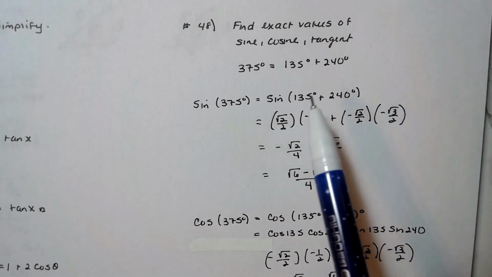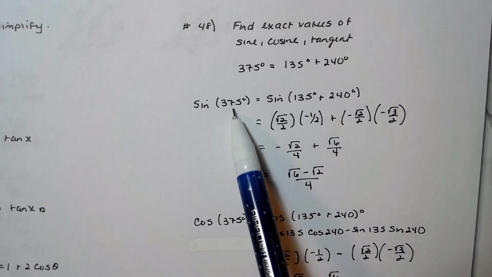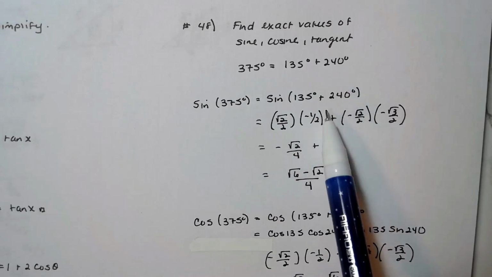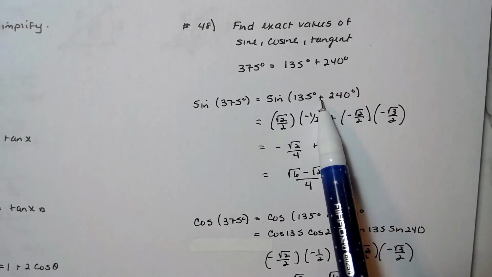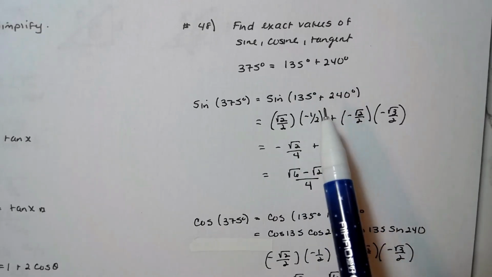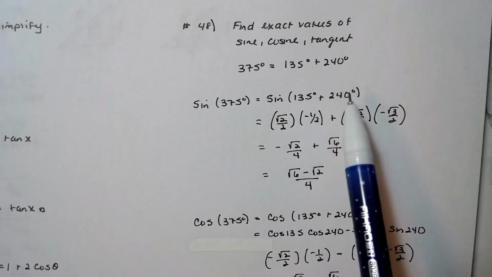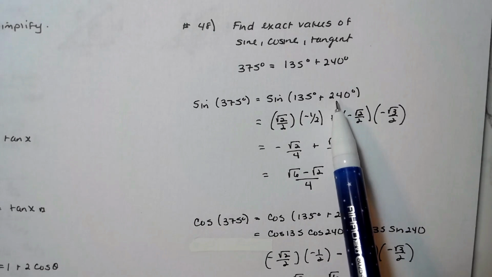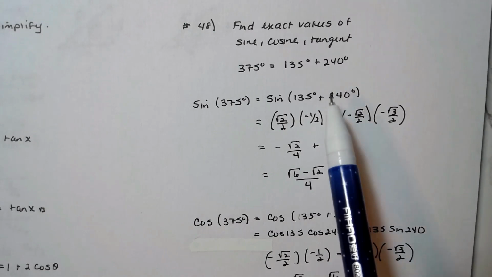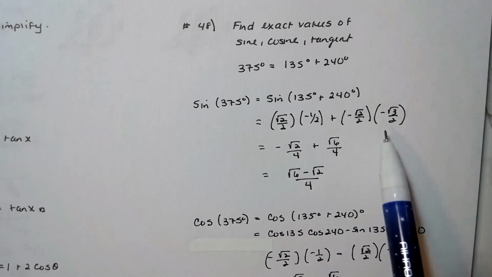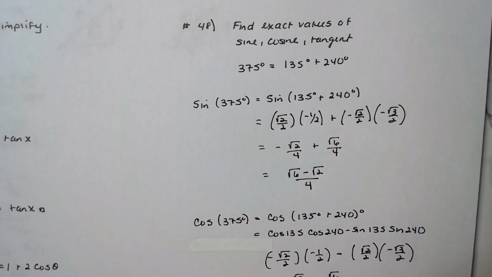But anyway, this is the sine of 375, or the sine of 135 plus 240. Well, that's the sum formula, right? It's sine cosine plus cosine sine. Sine of u, cosine of v, plus cosine of u times sine of v. So again, you'll have a formula sheet for that.